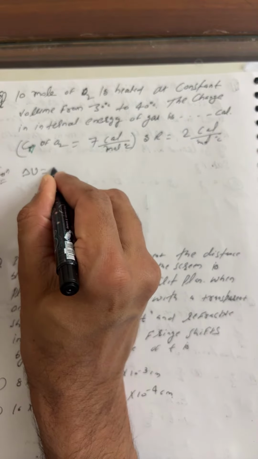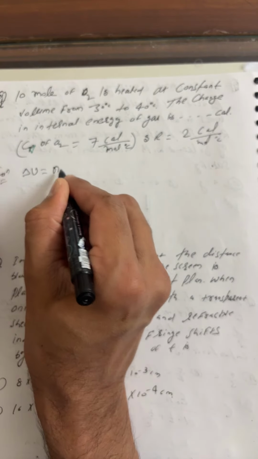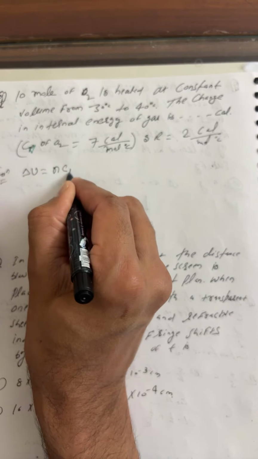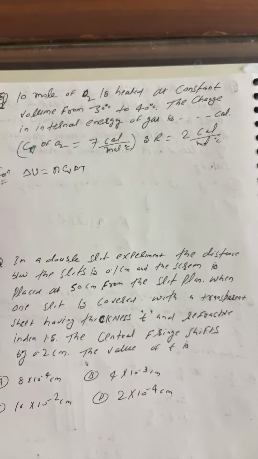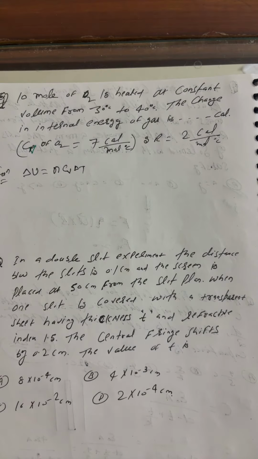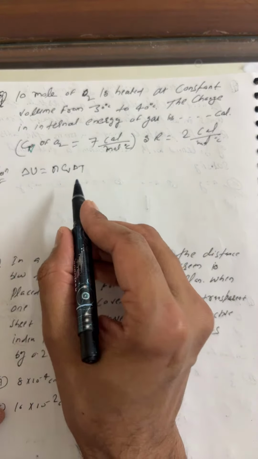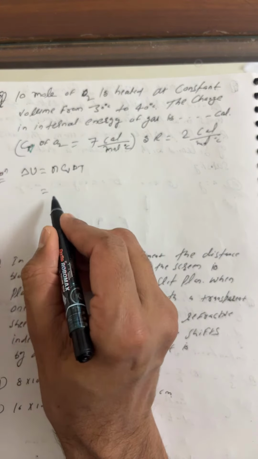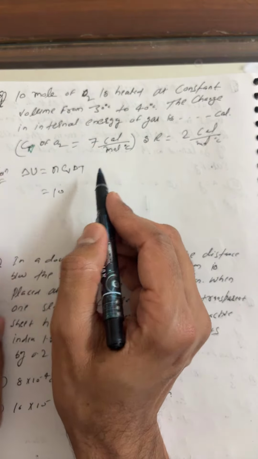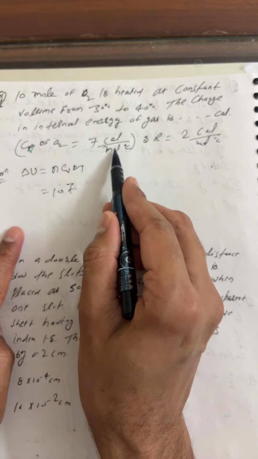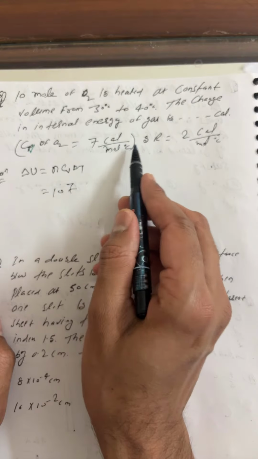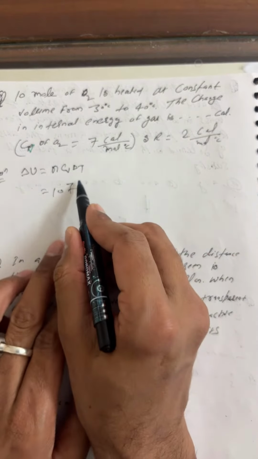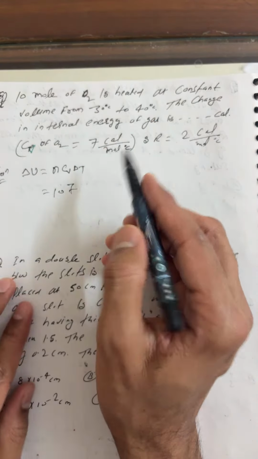It's nothing. Delta U is equal to n Cv delta T. Simple. So what is n? n is 10. And Cv is 7. No need to convert because it's already in calories only. If required, then we can do it. Delta T is how much? This is 10 degrees Celsius.